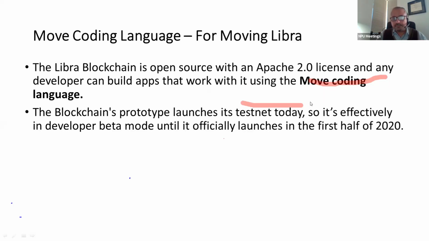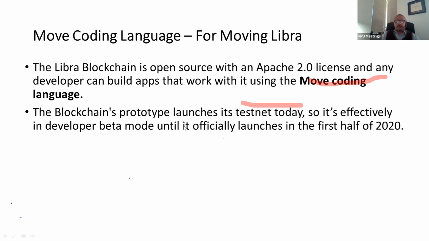The language used for the programming here is called Move, and that programming language is still in progress. It's not out yet. They're still working on the libraries and the classes, but they're using these until they get a full, complete, tested programming language. They have a few pieces of that programming language mentioned in their white paper. Libra is also open source. It uses the Apache 2.0 license. Any developer can build an app for that and work with the Move code.